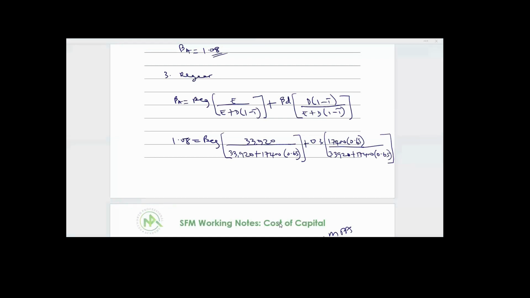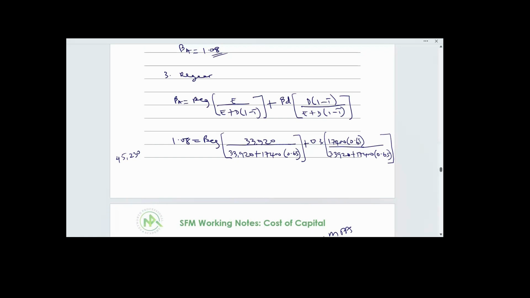So 0.65 multiplied by 17,400 equal, plus 33,920 equal. Here I have 45. Let me write it down somewhere. 45,230. That is for the denominator on the first one.